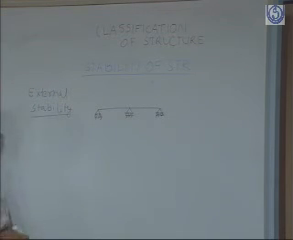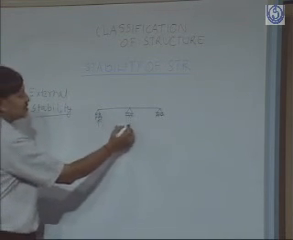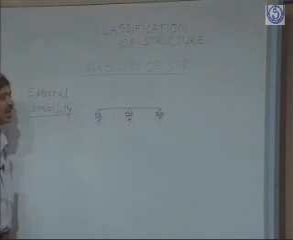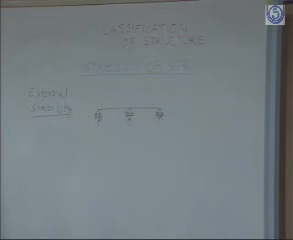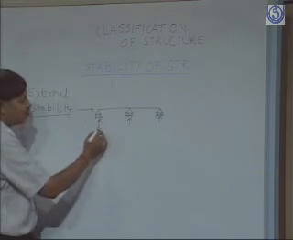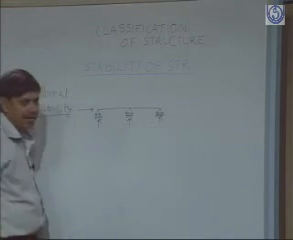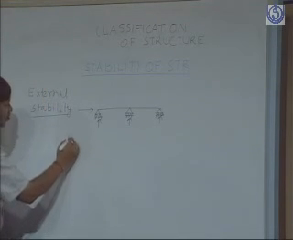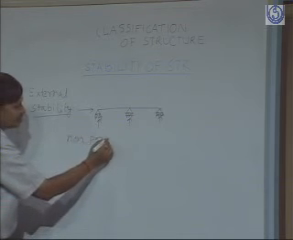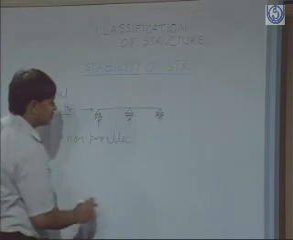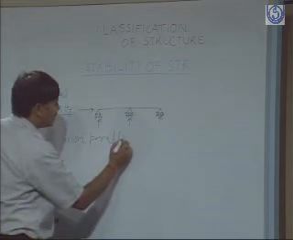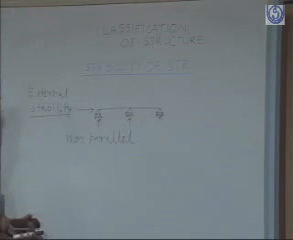Again the structure will not be stable because all the three reaction components are in the same direction. So it cannot stop its movement in the horizontal direction. So it means that these reaction components should not be parallel. So there should be non-parallel reaction components.